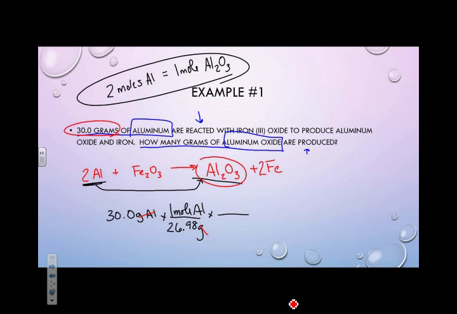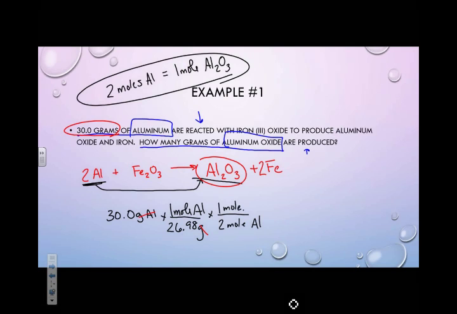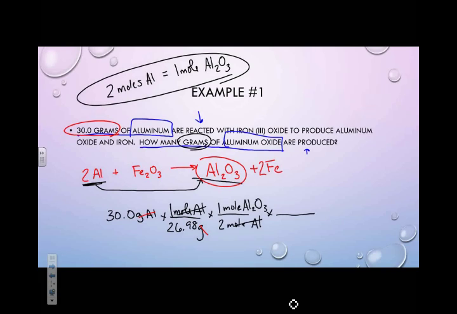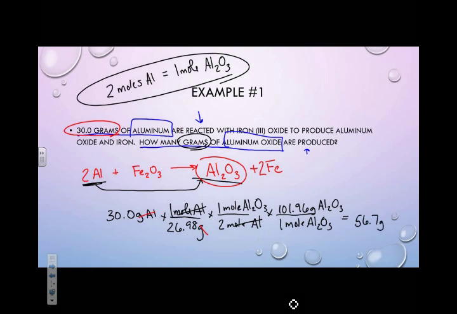I know that I want to be in moles of Al2O3, though. So my next step will be to take that 2 moles of aluminum that I had from the balanced chemical reaction and set it equal to 1 mole of aluminum oxide. That allows me to cancel the moles of aluminum. Now I'm in moles of aluminum oxide, but the question asks me for grams, so I need the molar mass for 1 mole of aluminum oxide, and that is 101.96 grams of Al2O3. And when I put all this into my calculator, I get 56.7 grams of Al2O3 as my answer.